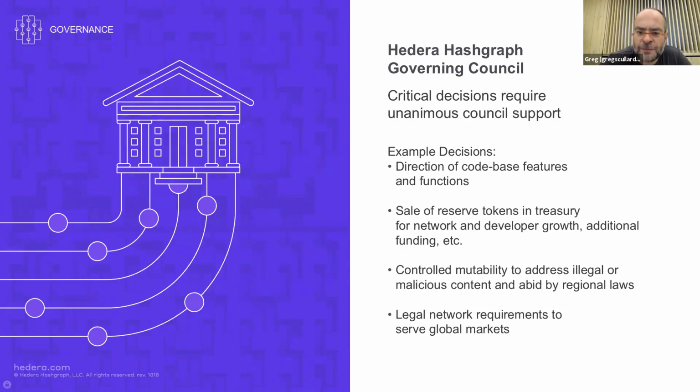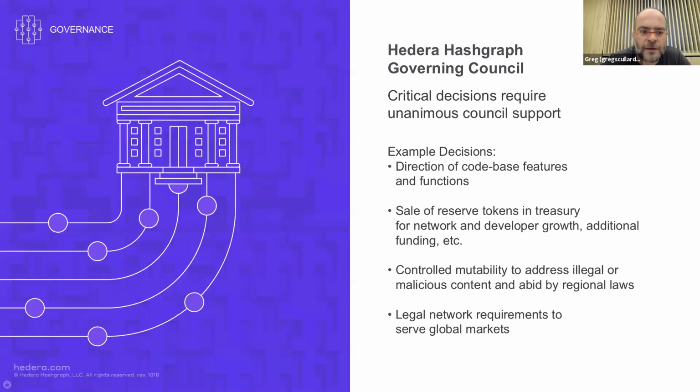And speaking of council member decisions, the most critical of decisions will require unanimous council support. Some of the decisions that will be made will be the direction of the code base, the sale of reserve tokens from Treasury, and any control mutability requirements. We'll talk about control mutability later on as we talk through the API. But yes, Hedera has control mutability built in, and this enables the council to address any illegal and malicious content within the platform.